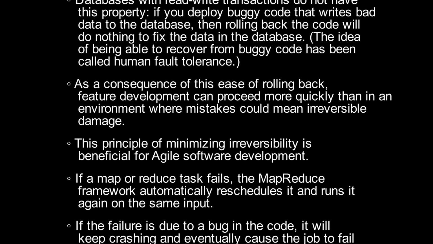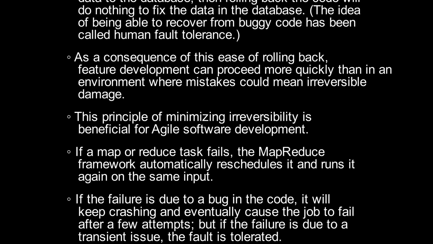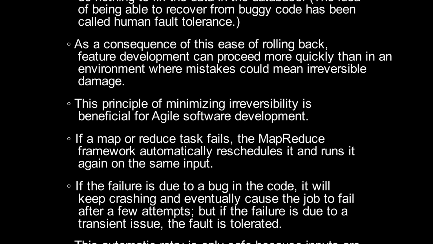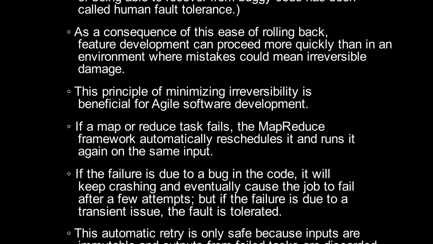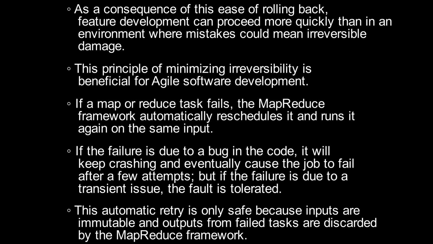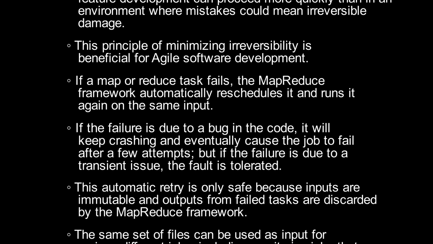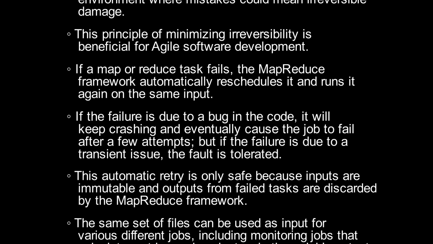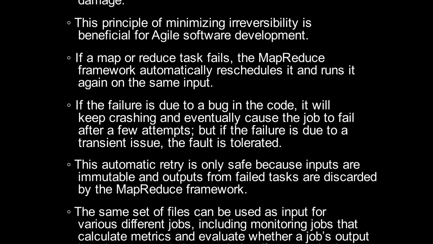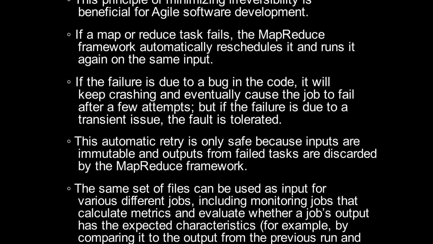If a map or reduce task fails, the MapReduce framework automatically reschedules it and runs it again on the same input. If the failure is due to a bug in the code, it will keep crashing and eventually cause the job to fail after a few attempts, but if the failure is due to a transient issue, the fault is tolerated. This automatic retry is only safe because inputs are immutable and outputs from failed tasks are discarded by the MapReduce framework.